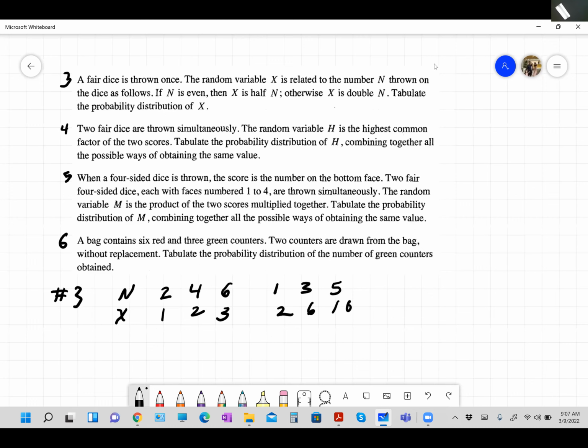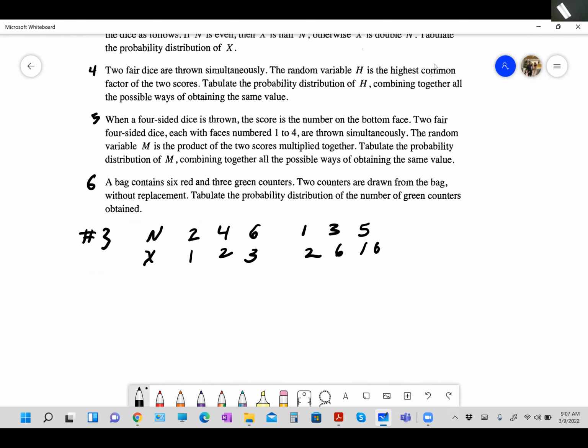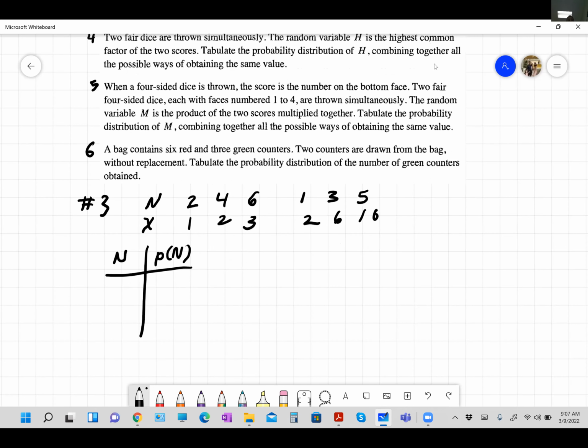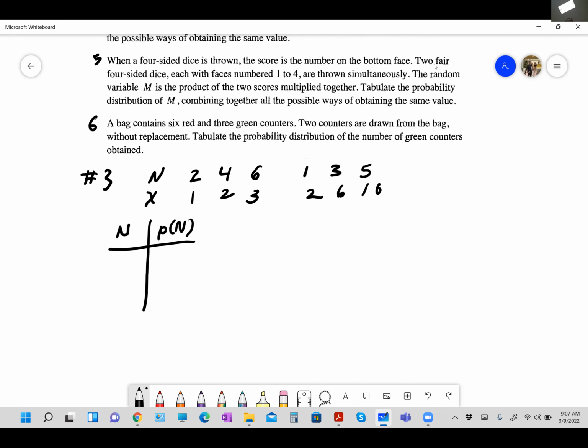Tabulate the probability distribution of X. So what I would do is I would first tabulate my probability distribution for N. Once I do that, then I reference that to X. So what do I mean? Here is N. Here's probability of N. Does it make sense what I just said right now? All right, so let's do that.